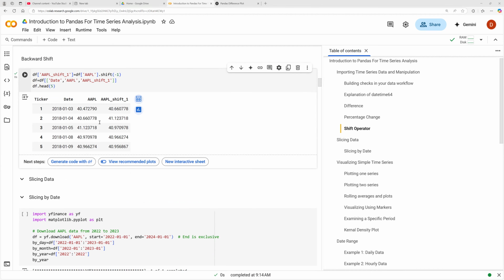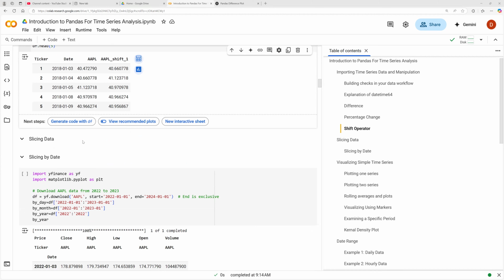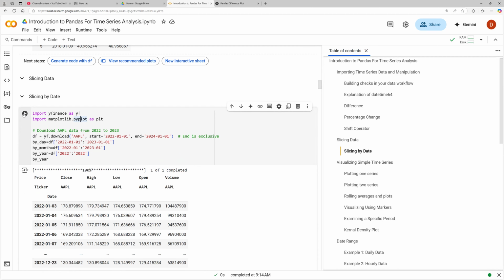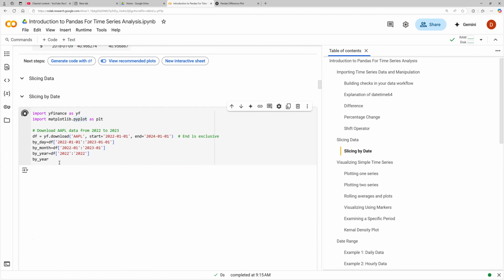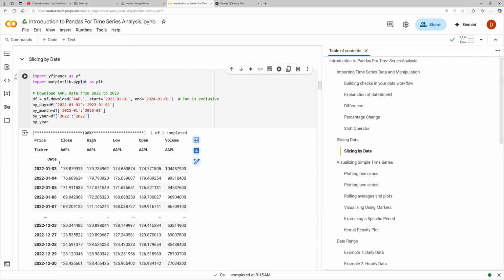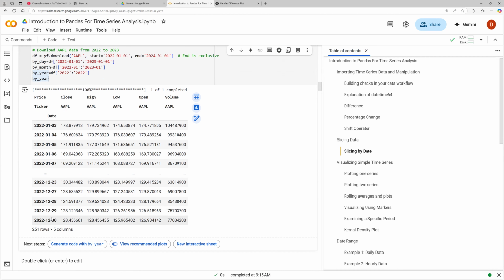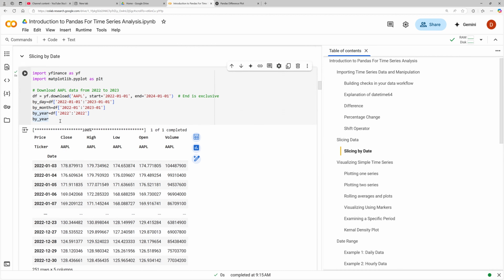There's also slicing data, which is important in pandas, right? So we could slice it by the exact day, by month, and by year. So if I run this, we could see by year, all of 2022. It contains all of 22.